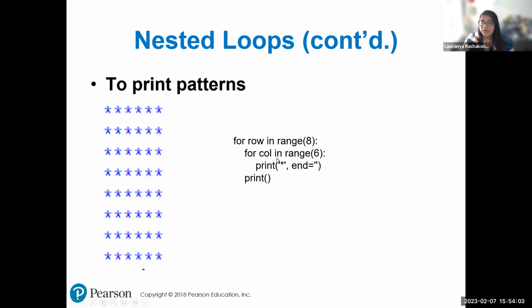So the row value in the first iteration will be 0, right? Because range of 8 will have the list of numbers from 0 through 7. Same thing with range of 6, it will have the list of numbers from 0 through 5. So in the first iteration, the row value is 0. When the row value is 0, the column value is also 0, and it is going to print the symbol.